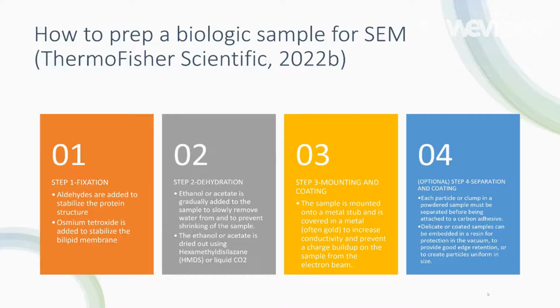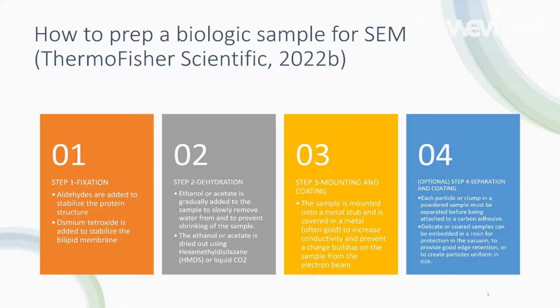The second step is dehydration, because I mentioned that if liquids are put into the vacuum, they will instantly turn into a gas and thus explode the sample. So each sample must be dried out. And the way that that is done is by gradually adding ethanol or acetate to the sample to slowly allow the water to be pulled from the sample without dehydrating them too fast as to cause shrinkage.